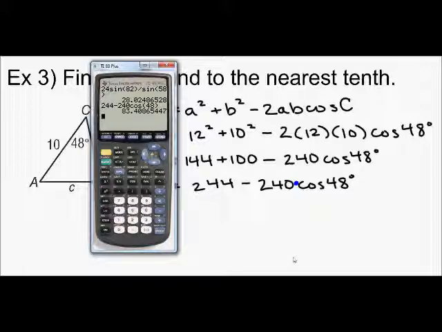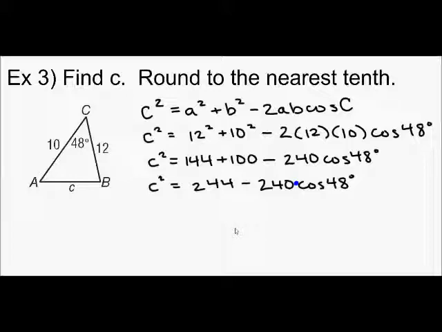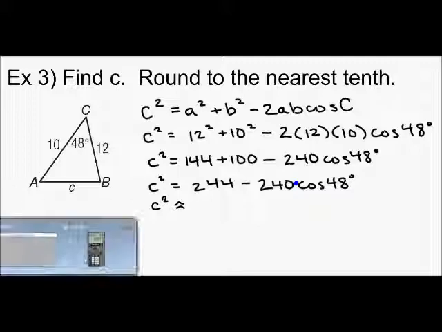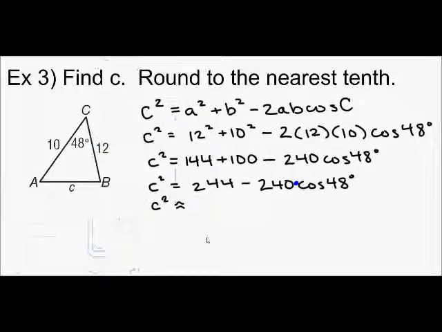Okay, so I have 83.4 something. So 83 point, I'm going to say 4087. I forgot what it said. 83.4087.